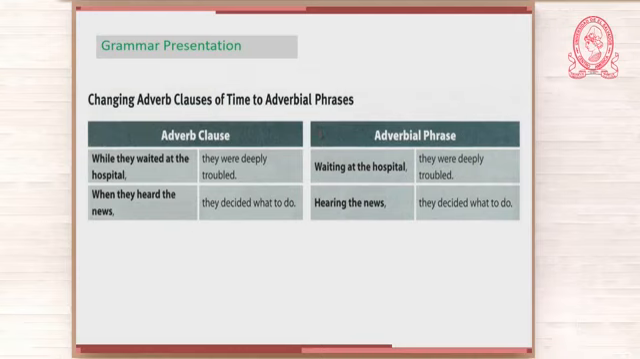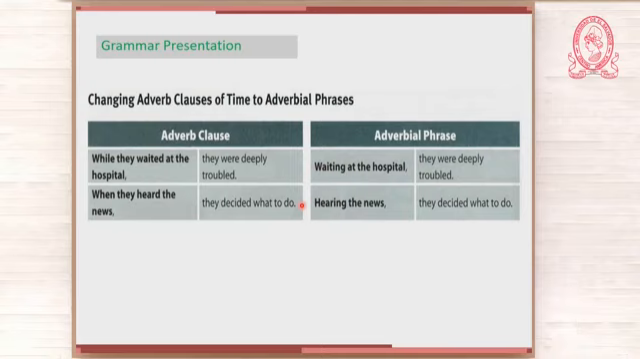Now let us look at an example using when. When they heard the news, they decided what to do. Subject of the adverb clause, they. Verb, heard in the past tense. I want to change it to an adverbial phrase. What do I do? I omit they. I change heard to the ing form. And what do I do with when? Can I omit it? Let us see. Look at this. Hearing the news, they decided what to do.